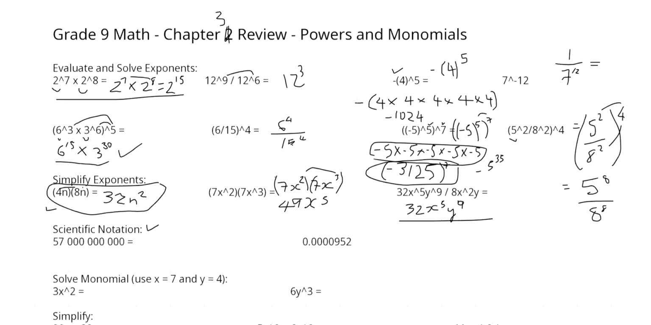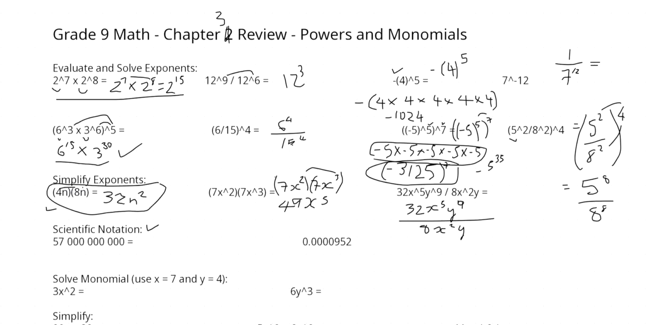Okay? Now, similar to how we do our multiplication when the numbers have the same base, when the base is the same, we can do adding and subtracting. When we're dividing, we subtract the powers. When we're multiplying, we add the powers. So in this case, we have 8 and 32. Because 32 is divided by 8, we're going to just say 4, okay?